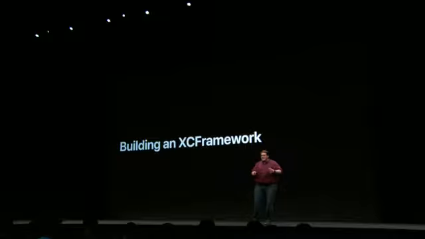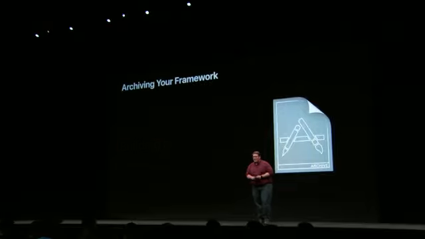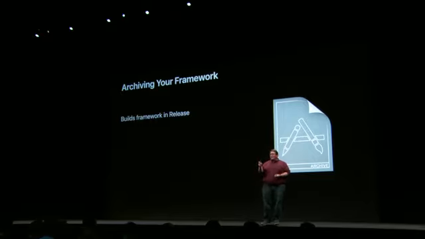Now that you've taken a look at what's inside a framework, let's talk about how to build a distributable binary XCFramework yourself. Well, the first step to building your framework is by building an archive. Archiving your framework will build it in release mode, and it'll package it up for distribution, and you can see that in the organizer window.